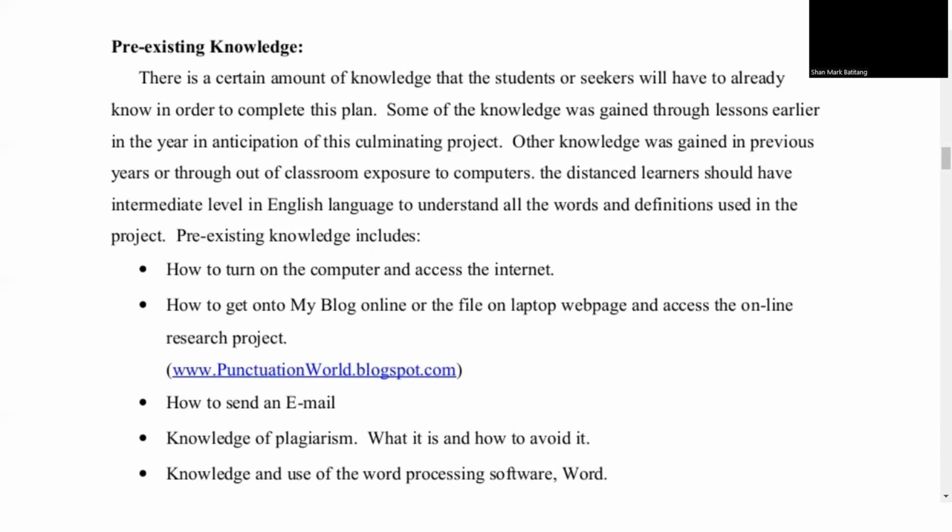project. We have here the pre-existing knowledge includes how to turn on the computer and access the internet, how to get onto my blog online, or the file on the web page and access the online research project, how to send an email, knowledge of plagiarism, and knowledge and use of the word processing software.